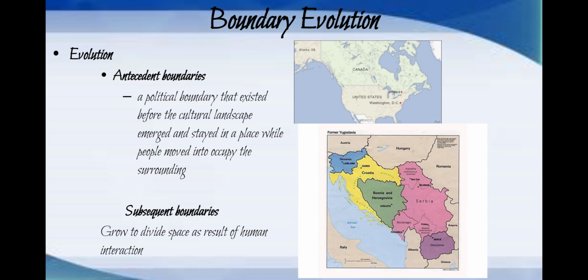But you have boundaries that are essentially created by the individual groups that live there, which become their own countries, like Slovenia and Croatia and Serbia and Bosnia and Herzegovina. So why do these borders occur?